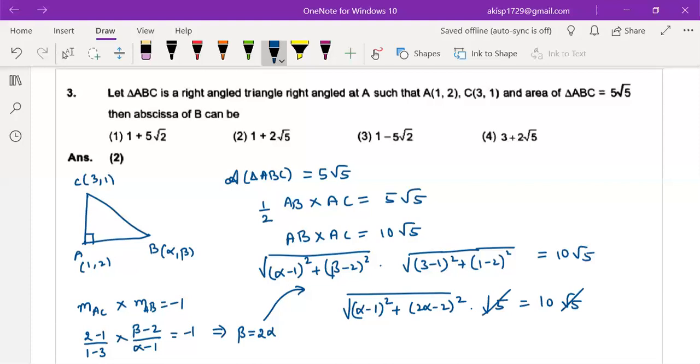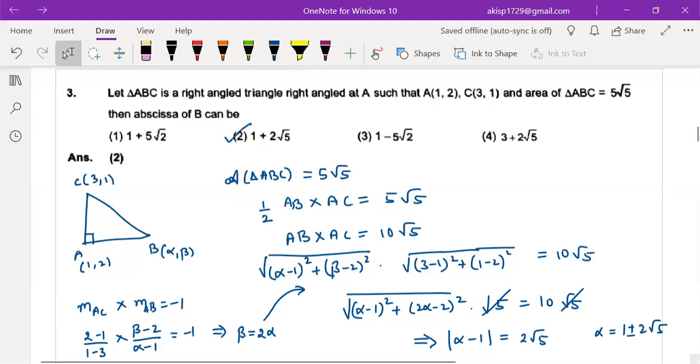So from here, we can see that we will get alpha minus 1, actually mod, because we'll have a root square. So that root square will cancel and we'll get this as 2 root 5. So we see that there are two possible values of alpha. So this implies alpha is 1 plus or minus 2 root 5. But here we have only been given one value. So we can say that the abscissa of B is nothing but option 2. So this is the answer for the third question that we have seen.